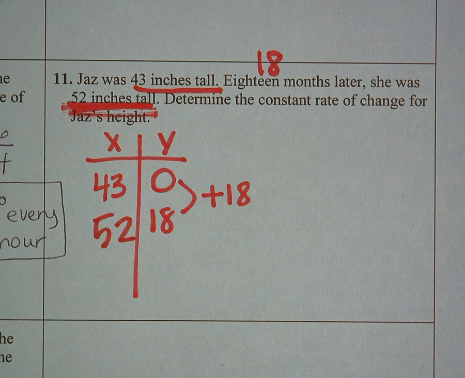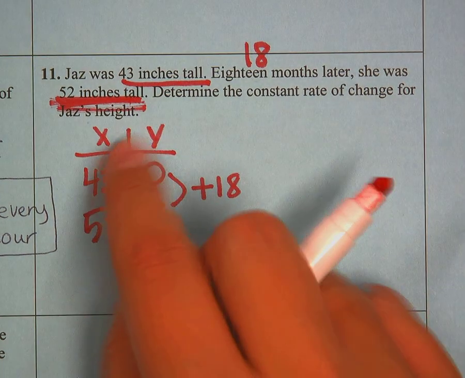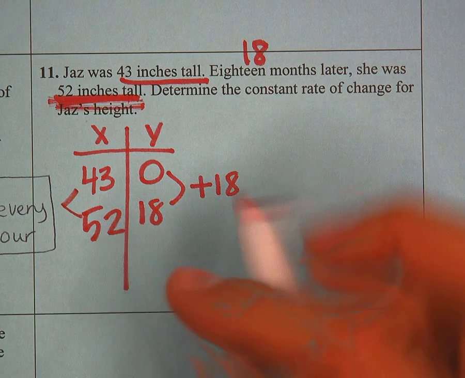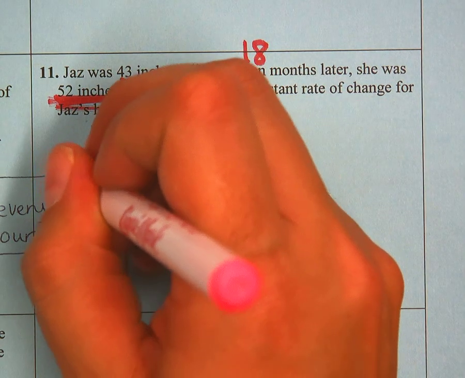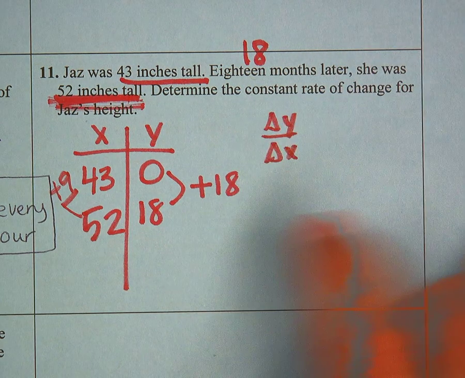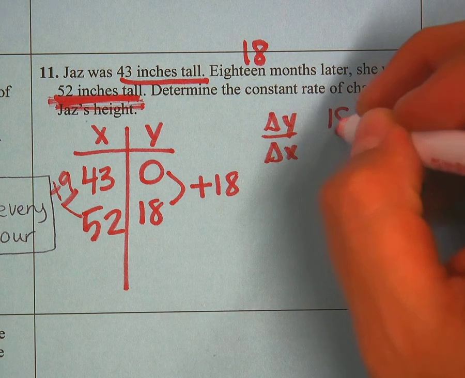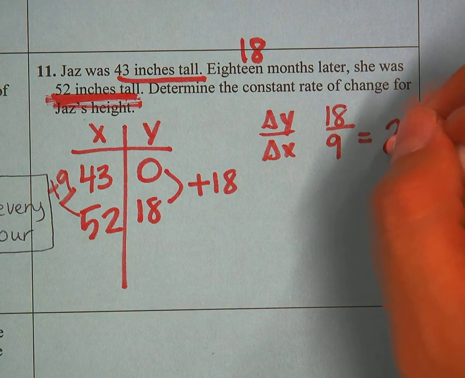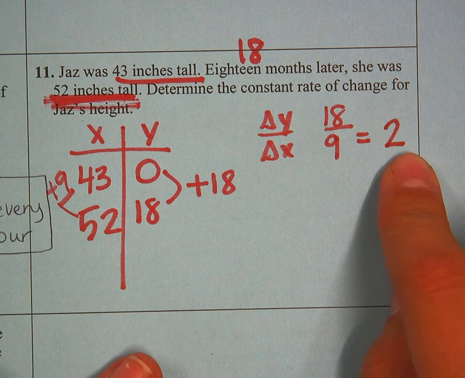for that. Now, if I'm doing change in y over change in x, I already have my plus 18 here, and over here it's plus 9. Delta y over delta x. Delta y would be 18, and delta x would be 9. If I simplify that, that's an answer of 2. But let's look at the question.